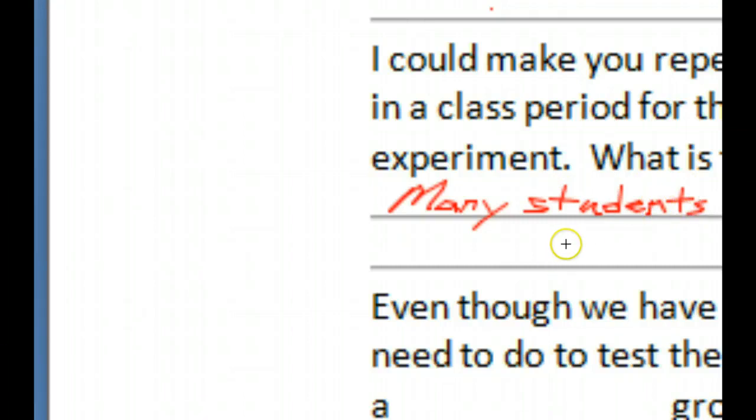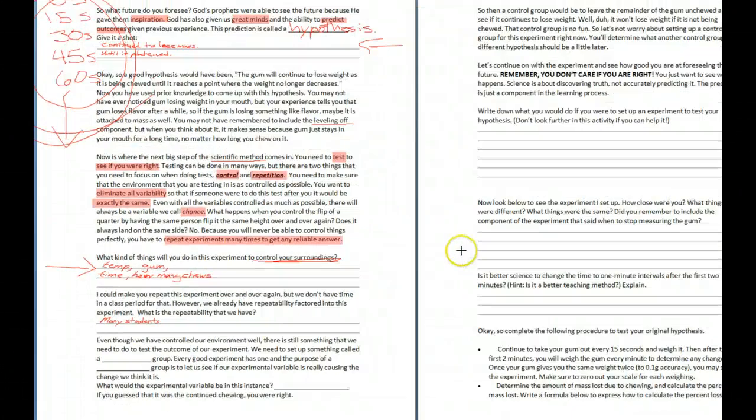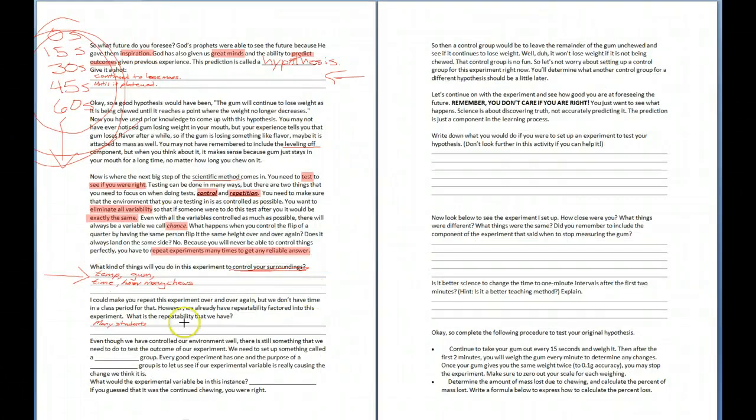If you're doing this at home, I would like you to try to do this a few times to see what kind of results you're getting, because you might find the results are a little bit different each time. All right, so even though we have controlled our environment, there's something that we still need to do to test the outcome of our experiment.